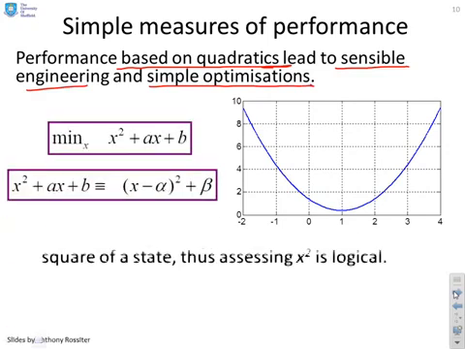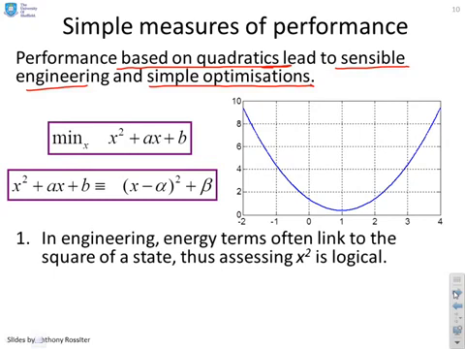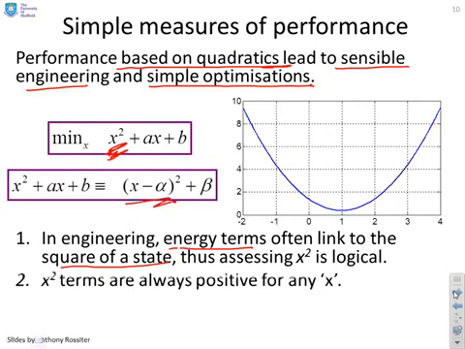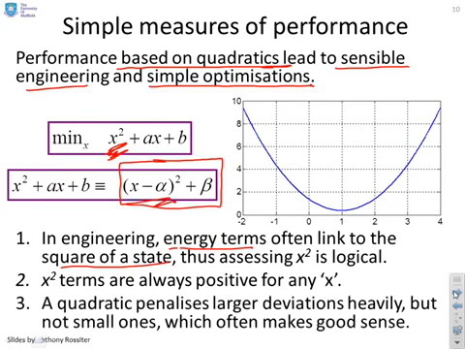So there's a typical quadratic, and what do you notice? Lots of good things. In engineering, energy terms are often linked to the square of a state, and a quadratic has a square in it. Could be an x squared or an x minus alpha squared, so it makes good engineering sense to weight things like x squared terms. X squared terms are always positive for any x, so as long as you set up your performance index to look something like this, x minus alpha squared plus beta, you can ensure that your performance index is positive for all x, which again makes good engineering sense.